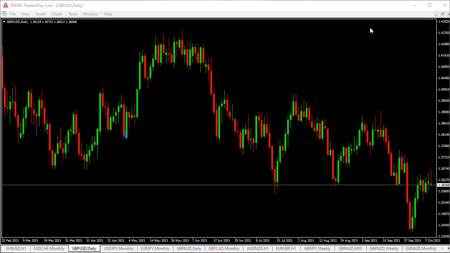I am analyzing the GBP USD currency pair, and this is the daily time frame. What's very interesting right now is that this pair, of course, if you look from the higher time frame and you get the perspective from the higher time frame, you will see that this market is actually going down.